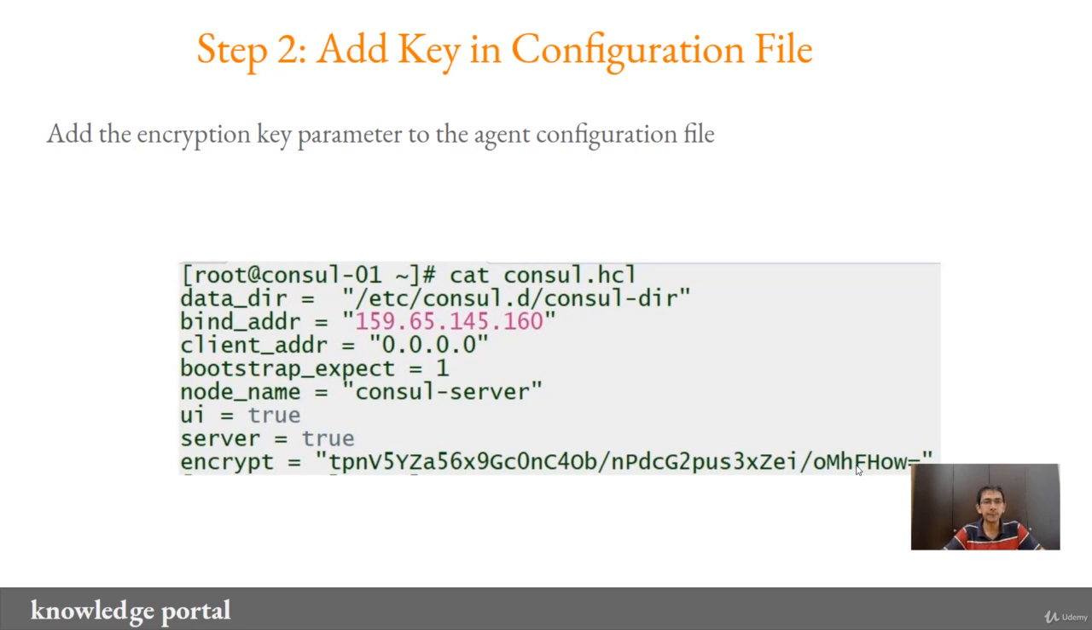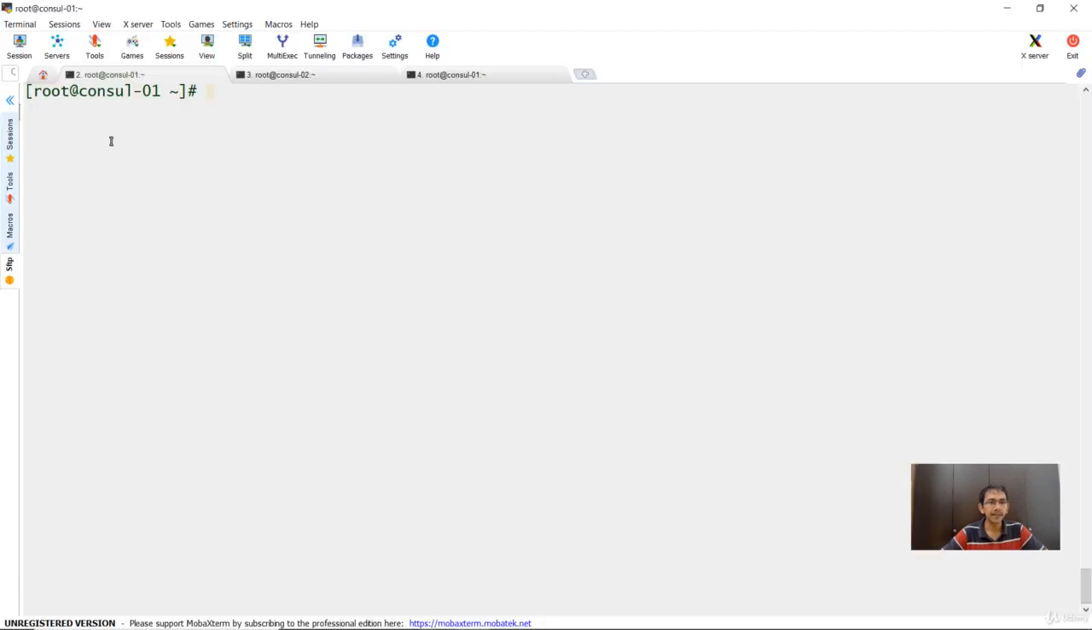So let's quickly jump into the practical and understand things in more detail. Currently I'm connected to both the Consul 01 and the Consul 02 instance. Let's go ahead and quickly start a Consul agent in development mode. In order to do that, make sure that you first stop Consul from systemctl in case it is running, and let's start in development mode.